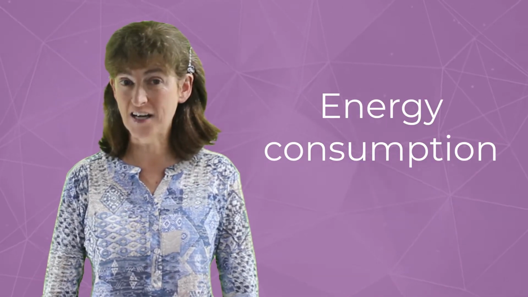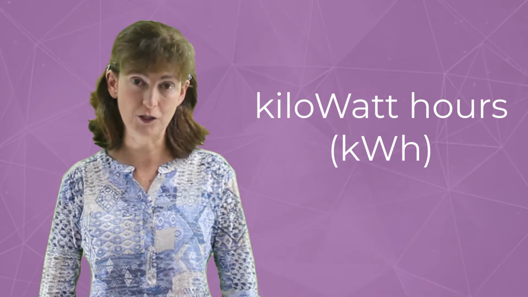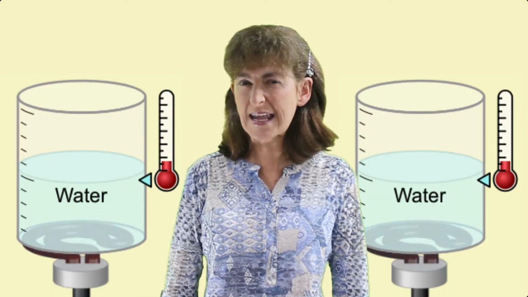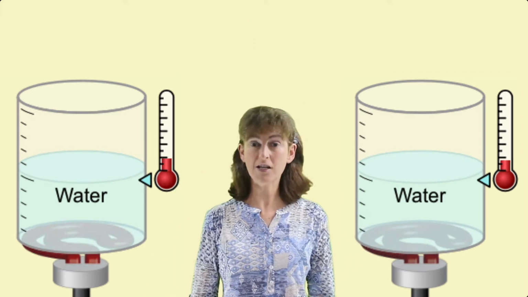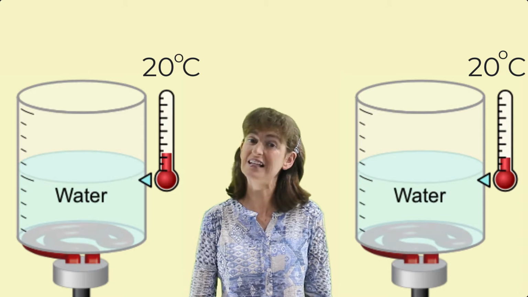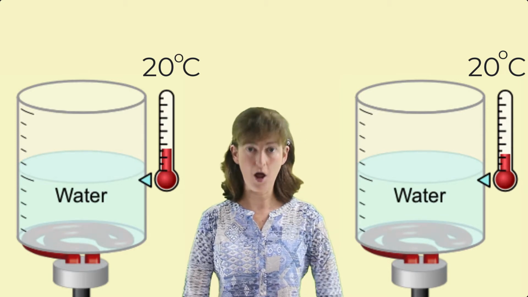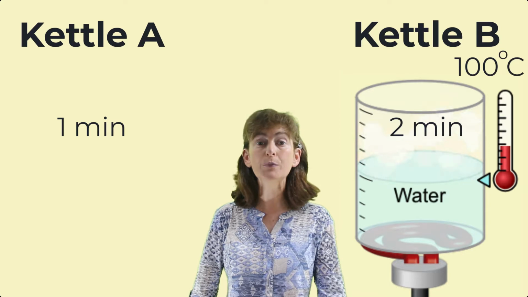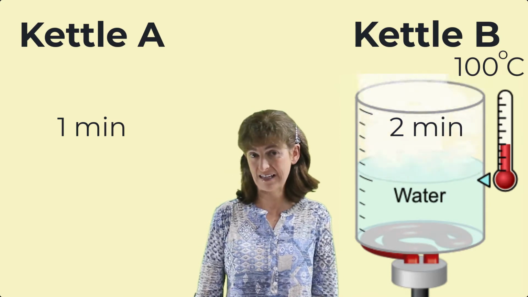The amount of electrical energy that we use is called our energy consumption. Energy is often measured in joules, J, but it's usually more convenient to measure electrical energy consumption in kilowatt hours rather than in joules. To understand this, we need to understand electrical power. Let's say we have two kettles, and we put 1 liter of water into each. We use water which has the same starting temperature in both cases, maybe 20 degrees Celsius. We switch both the kettles on. Kettle A boils after 1 minute and kettle B boils after 2 minutes. Let's say they boil at 100 degrees Celsius.